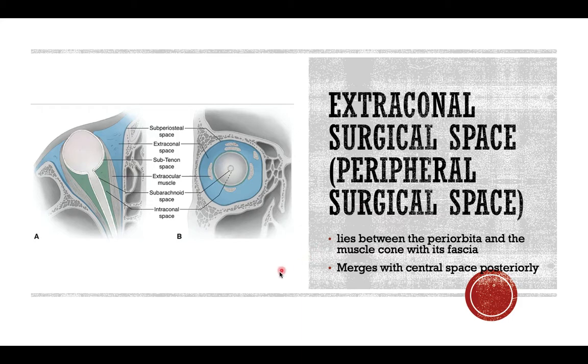Second, we come to the extraconal surgical space, also called the peripheral surgical space. This is our extraconal surgical space, the blue region. It lies between the periorbita and the muscle cone with its fascia. Here we can see the periorbita and this is the muscle cone with its fascia. So this blue region is our extraconal space. It merges with the central space posteriorly.